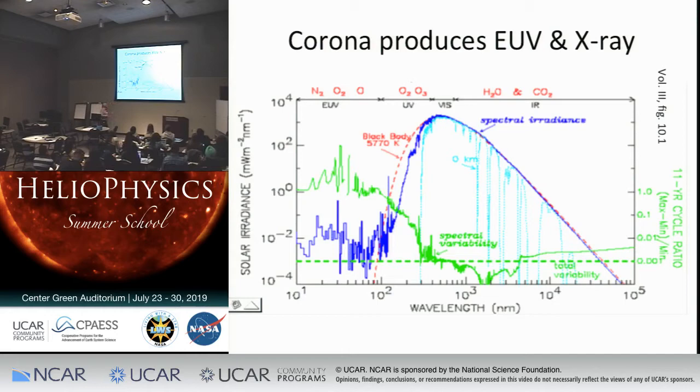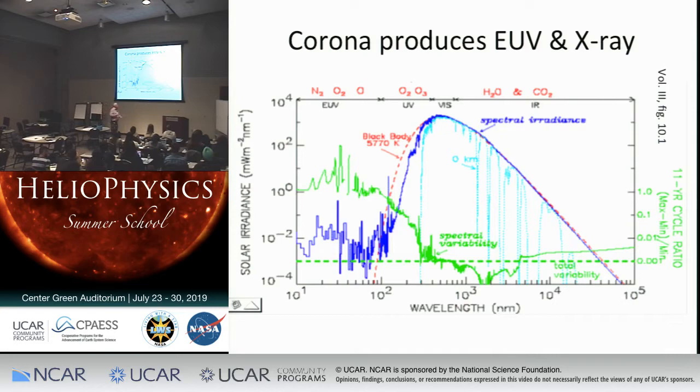The answer is no. Here is the brightness of the sun as a function of wavelength. This is done in nanometers. If you want angstroms, you just multiply by 10, so this is 100 angstroms. There's sort of the 193 would be right there. The blue curve is how bright the sun is. This is a logarithmic scale. Here is the visible. This is the place our eyes work, and the reason our eyes work this way is because that's the peak of the solar emission.